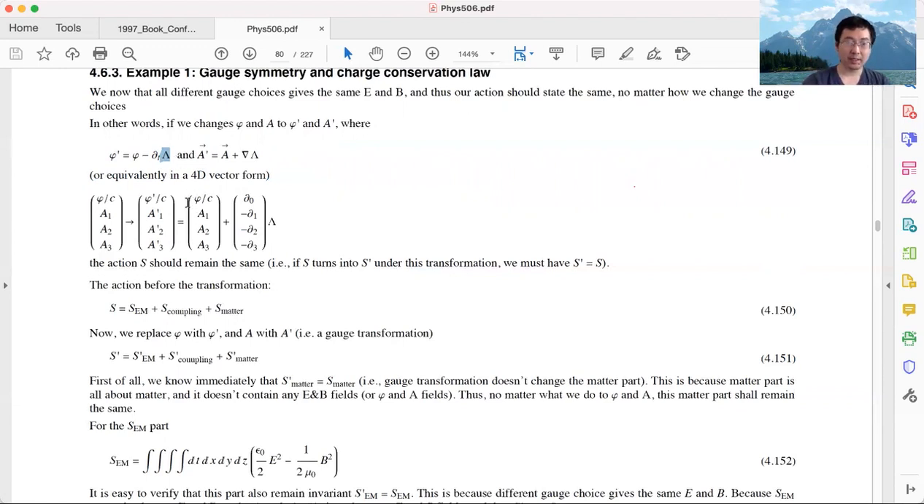Okay, and since this is a continuous symmetry, it should define a conservation law for us. And what is that conservation? Okay, so let's look at this symmetry and utilize this symmetry to define the conservation.